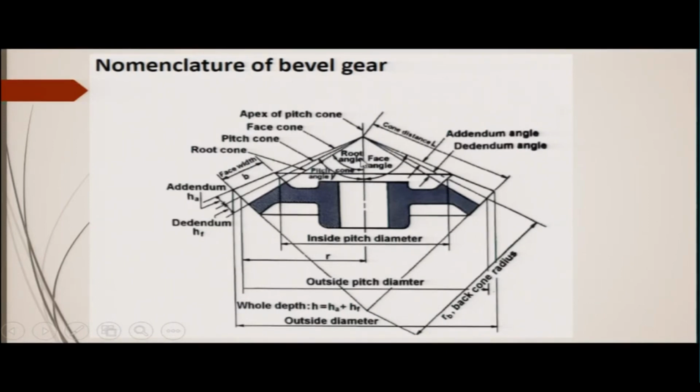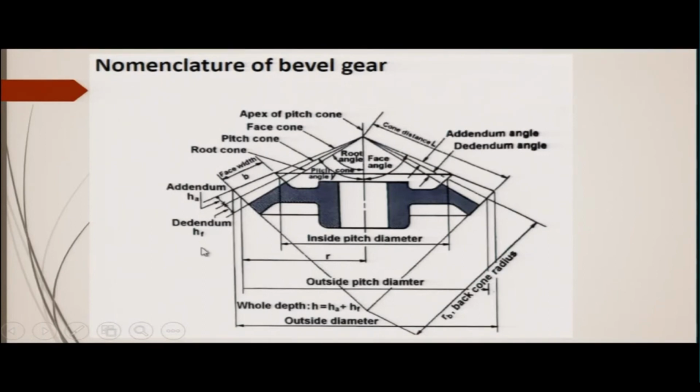Now, the root angle is between the root cone and the axis of the bevel gear. This is the root angle here. So, we have the root angle, the face angle and the pitch cone angle. Another thing is there is a face width.